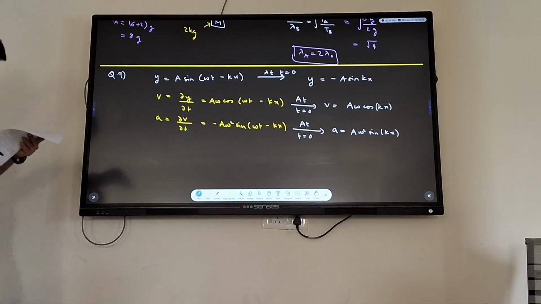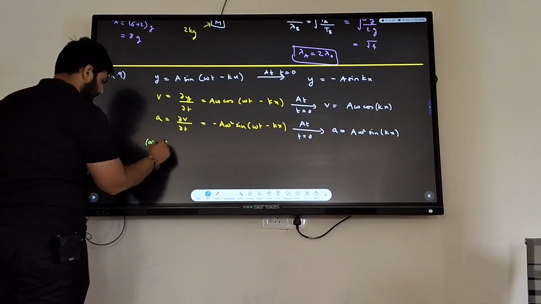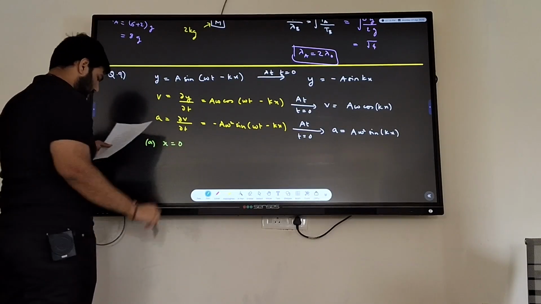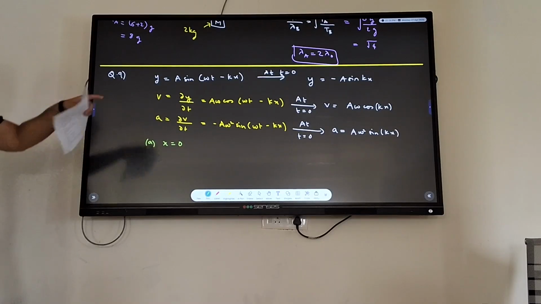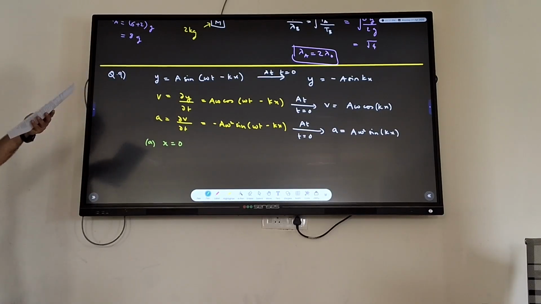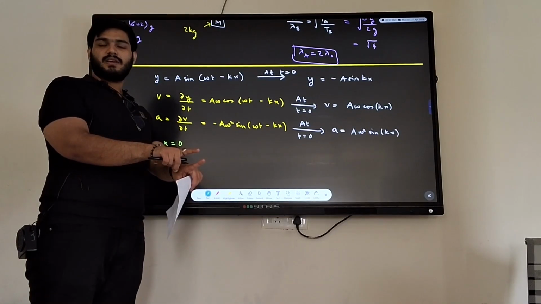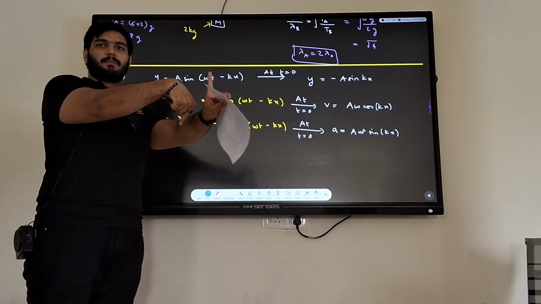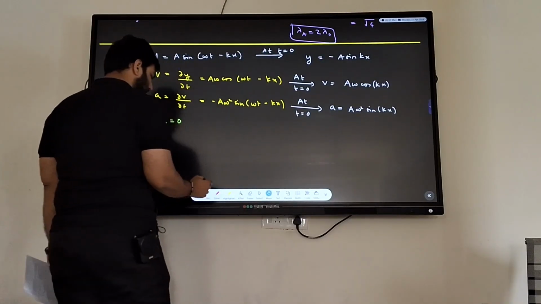Now we have asked at some point, x equal to 0. At x equal to 0, check whether the particle is moving or not. And how will I check whether the particle moves or not? I have to find the value of velocity. And then I have to ask whether it is speeding up or slowing down. By speeding up, slowing down, meaning what? If the acceleration and velocity are in the same direction, then it will speed up. And if they are in the opposite direction, it will slow down. Yes or no? So I have to find the velocity value.